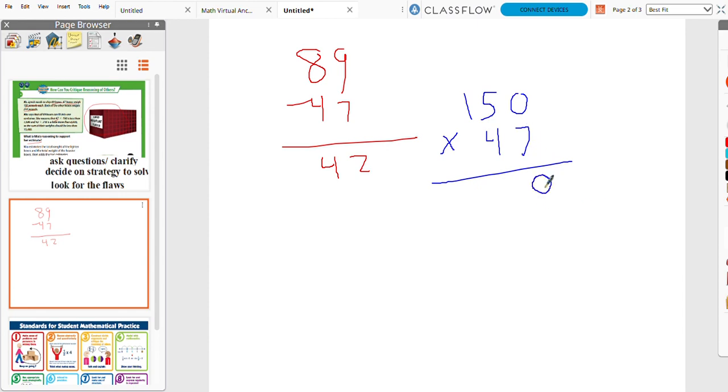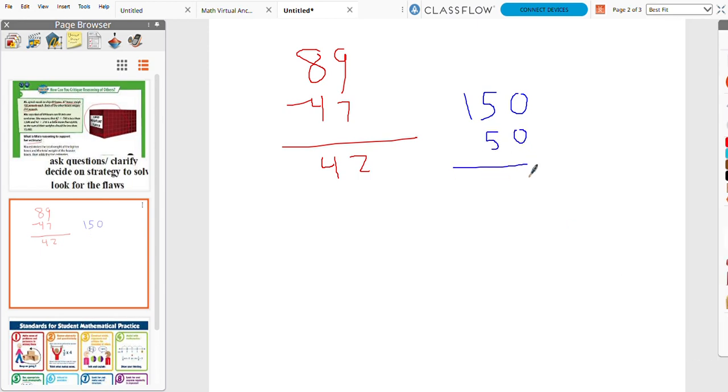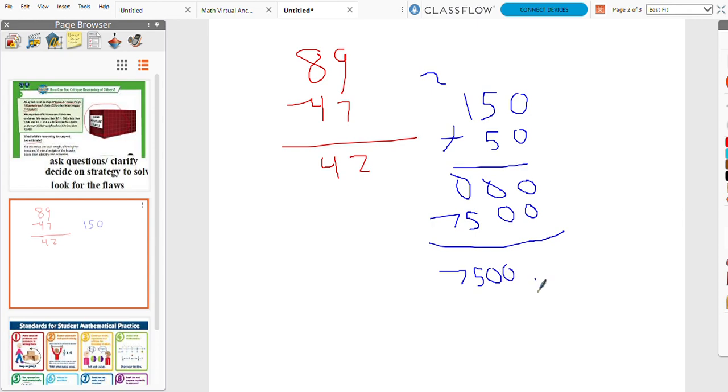So 7 times 0 is 0. I'm going to actually estimate this to make it a little bit easier for us. 47, that's close to what, 50, right? I think that would give us a pretty decent estimate. That's a times symbol. So 0 times 0 is 0, 0 times 5 is 0, 0 times 1 is 0. I'm using the traditional algorithm, holding my placeholder. 50 times 0 is 0, 50 times 5 is 250, so that would be 25, right? Thousands. Carrying my 2. 5 times 1 is 5 plus 2, that would be 7. So we have 7,500 pounds as the total weight for 47 boxes.